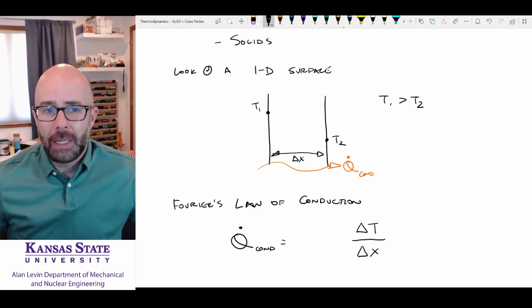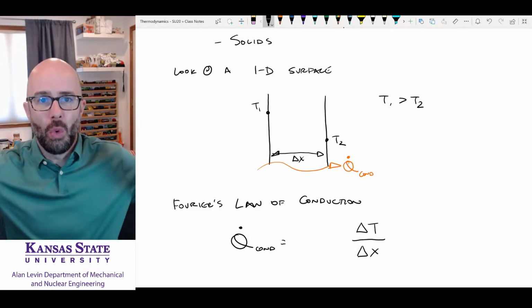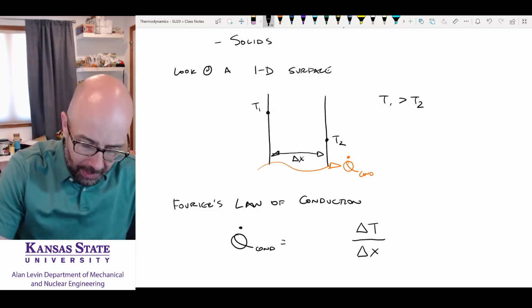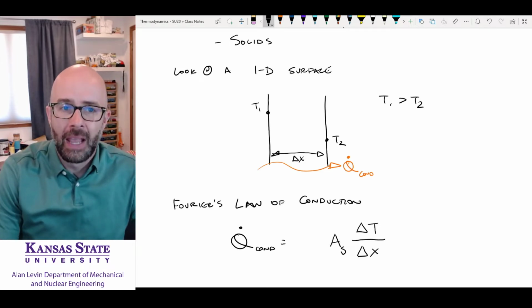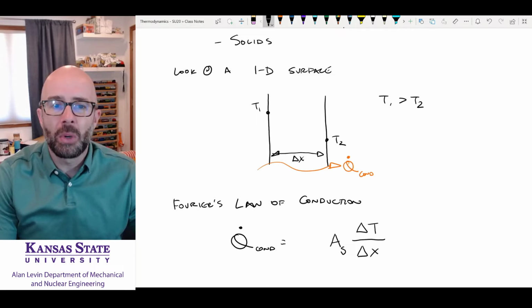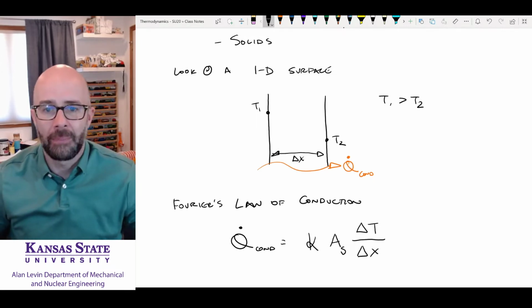What's also going to be important is the area where we pass things through. If it's a big area or a small area, you're going to have more conduction in a big area and less conduction in a smaller area. So we're going to put area here. This is actually the surface area, so I put A_s. And then the main component that we're going to be dealing with is the thermal conductivity. That's going to be a fancy K.